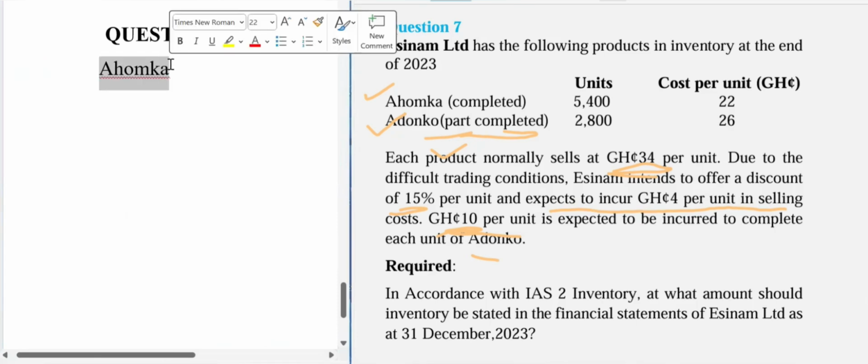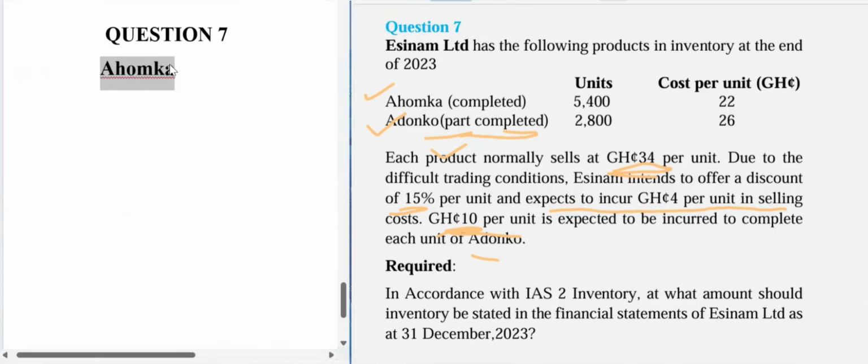So with Ahumka here, right? Now let's look at this. So Ahumka, what's the cost? Let's value it. Let's get the cost. Here I'm just getting the total cost.